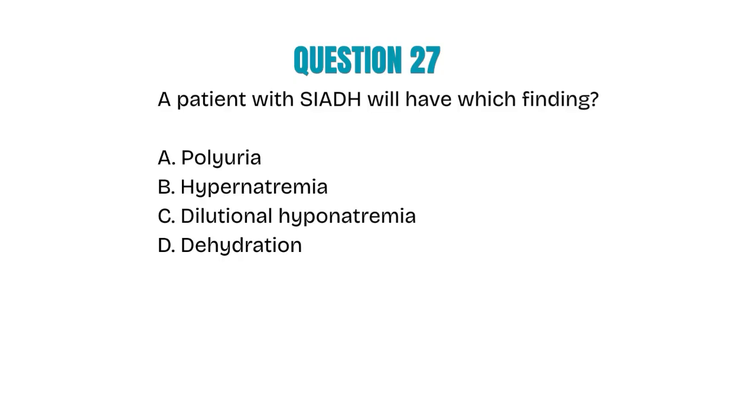Question 27. A patient with SIADH will have which finding? A. Polyuria. B. Hypernatremia. C. Dilutional hyponatremia. D. Dehydration.